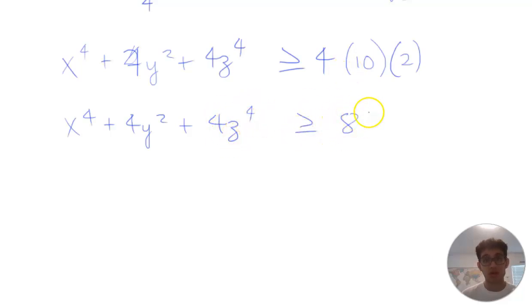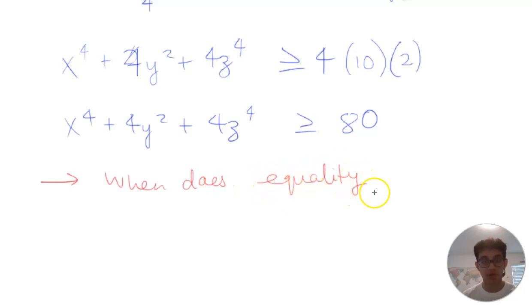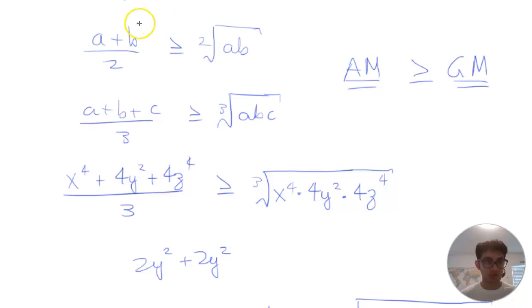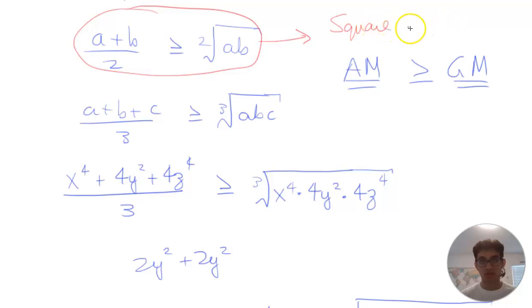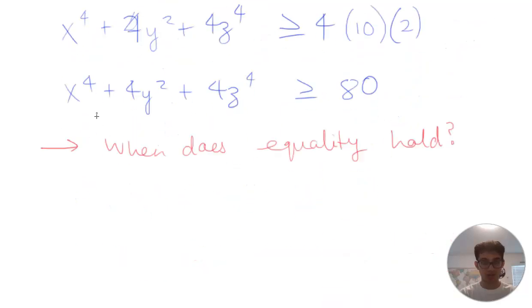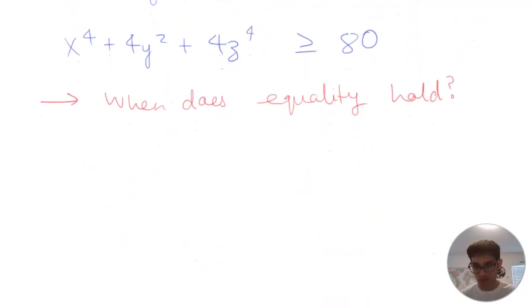So x to the fourth plus 4y squared plus 4z to the fourth is always greater than or equal to 80. Now this is a question for you. When does equality hold? And if you aren't too familiar with the AMGM inequality, pause the video, try this out for yourself, comment below what you think, and if you need some help, maybe start off with this, okay, and square both sides and see if you can figure it out from there. That's your hint over here. And I'll give you another hint. Once you do it for the smaller case, it's the same basic idea for the generalization as well. Okay, so that's a question for you. Work on that if you want.